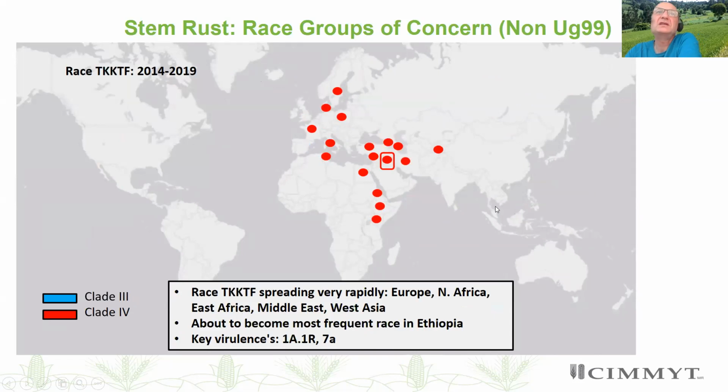Another one is TKK-TTF. I think this was first recorded, again in 2014, in Iraq or Georgia. But again, you see the spread across Europe, across the Middle East, down into East Africa. And this one is likely to be the dominant race in Ethiopia, probably in the next season. It's really increasing very rapidly and affecting many varieties.